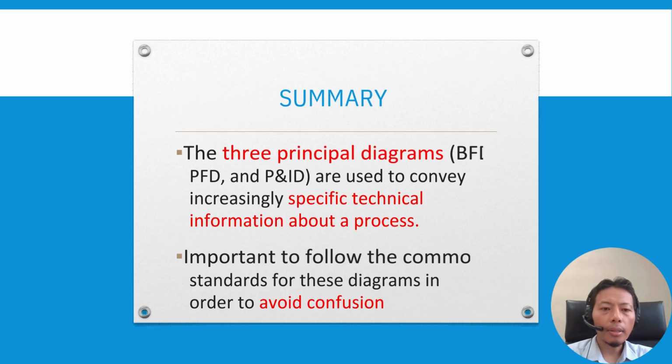In summary, there are three principal types of diagrams. First is the block flow diagram, or BFD. Then we have the process flow diagram, or PFD, and the piping and instrumentation diagram, or P&ID. All of them are used to convey specific technical information of a process at various degrees of detail. It is important to follow the common standards for these diagrams in order to avoid confusion.